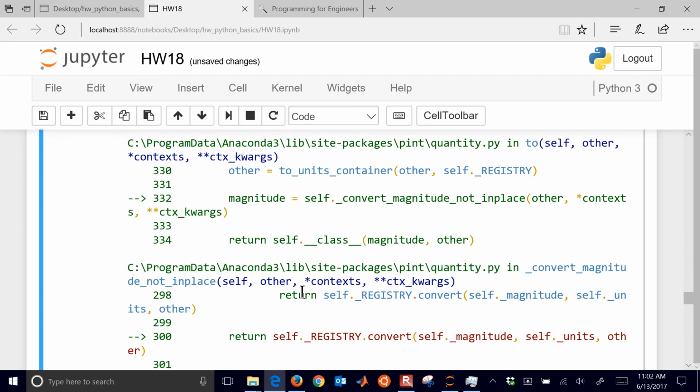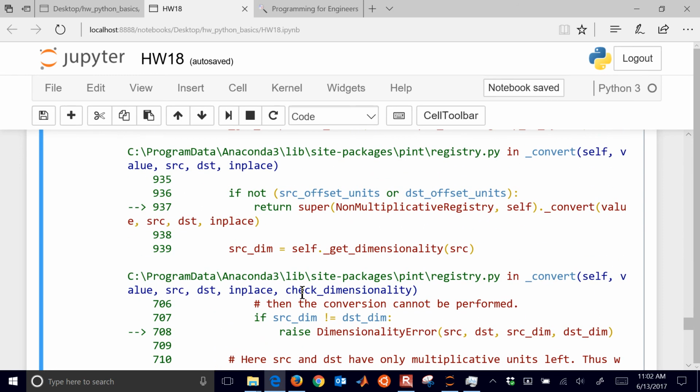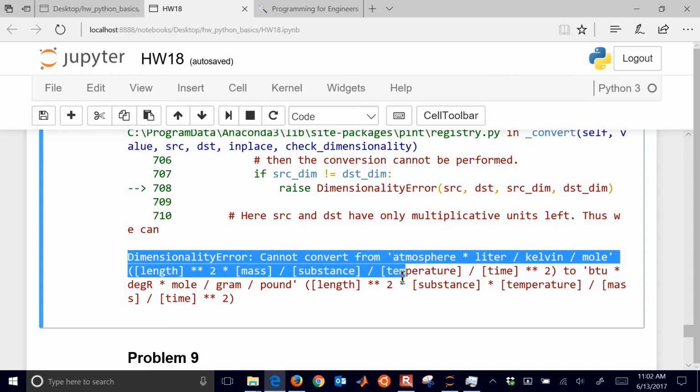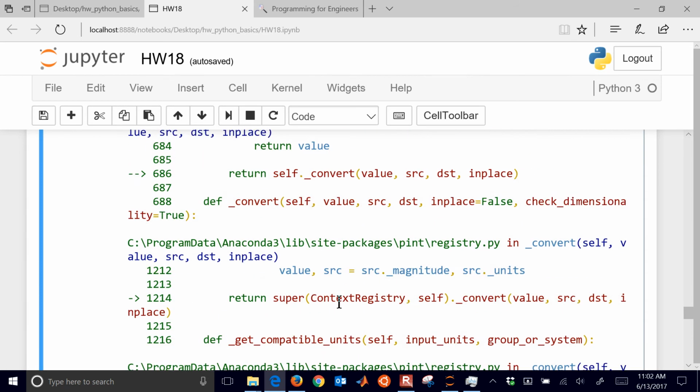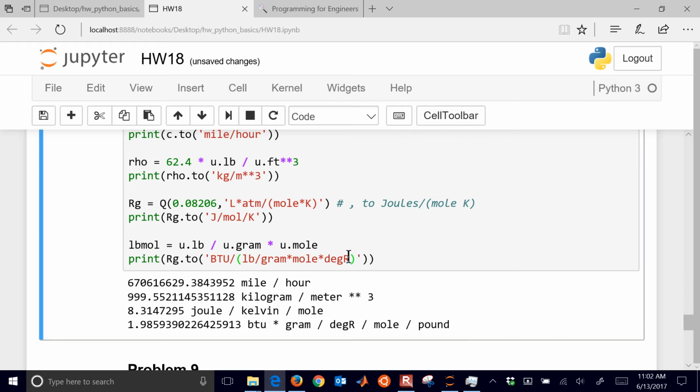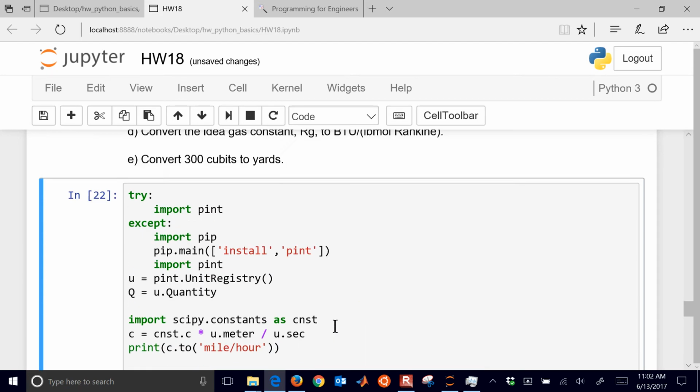Okay, so I had an error here. Let's check out this error. I'm going to go all the way down to the error. Dimensionality error, cannot convert from one to the other that I requested. Let's go back and see what the problem is. Looks like I forgot the parentheses there. So there it is, 1.9859 BTU, and then this is going to be pound mole. So there's the next one.